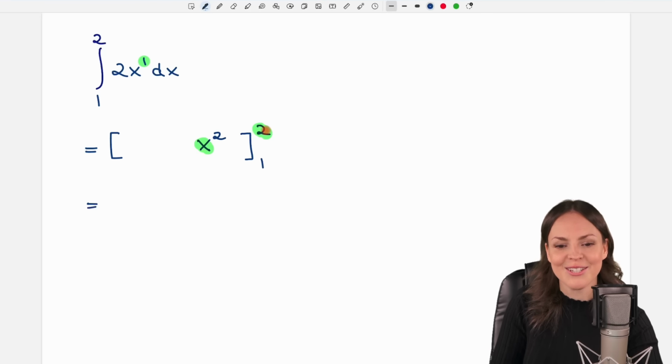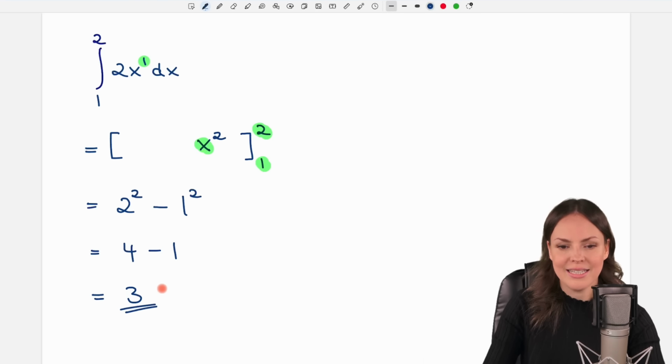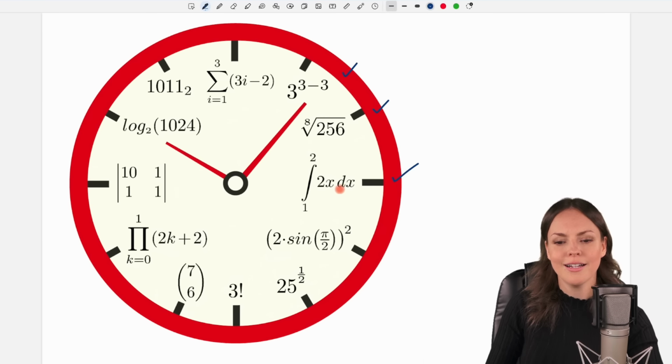So if we insert the 2, we have 2 to the power of 2. Then you always write down a minus and then do the same with this limit here. So we insert the 1 into our x. So we have a 1 to the power of 2. And now we only have to calculate this. 2 to the power of 2 equals 4, minus 1 to the power of 2 equals 1, and 4 minus 1 equals 3. And this was 3 o'clock.